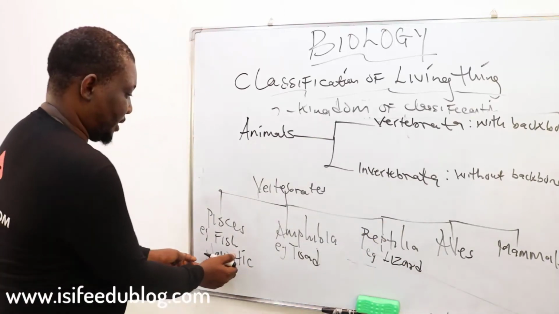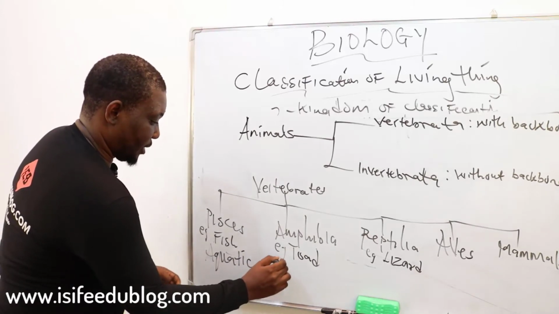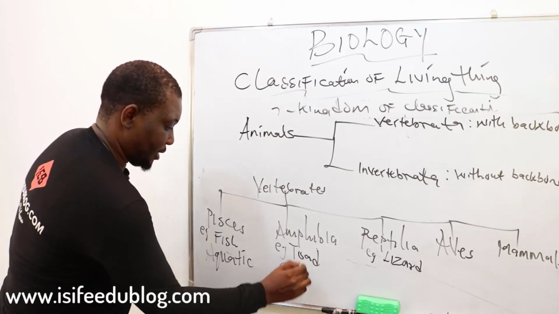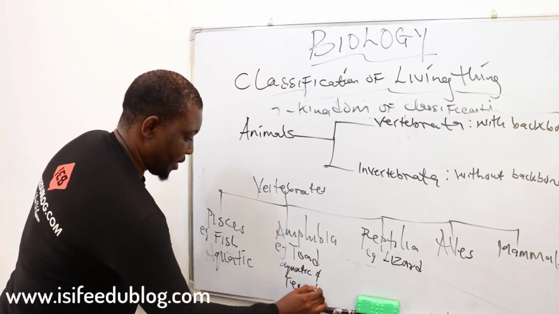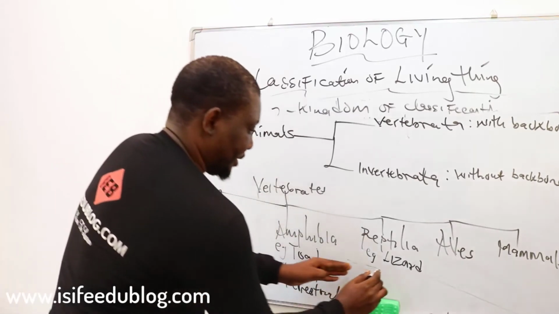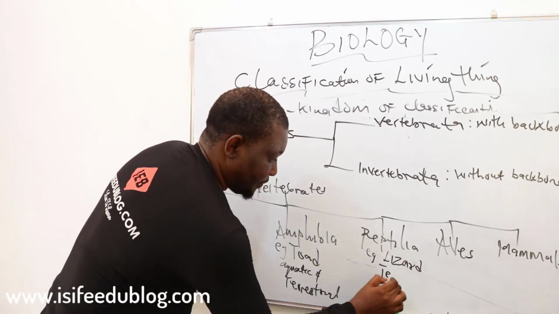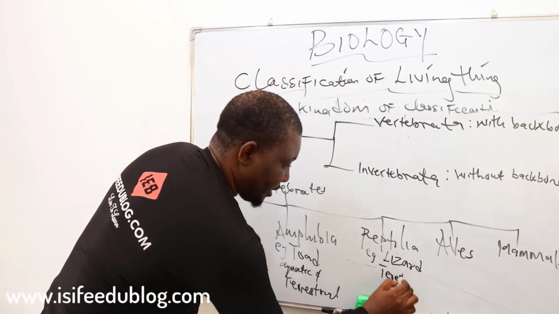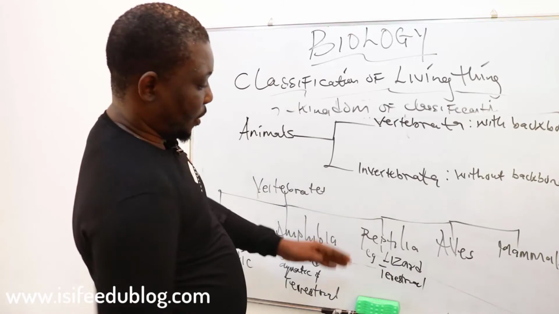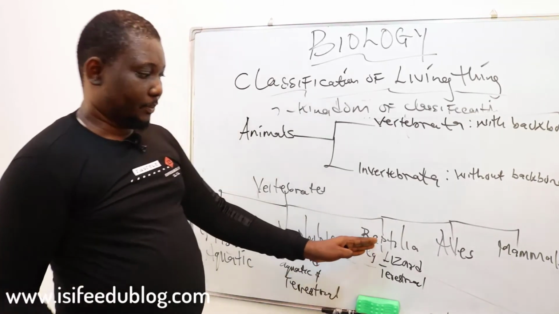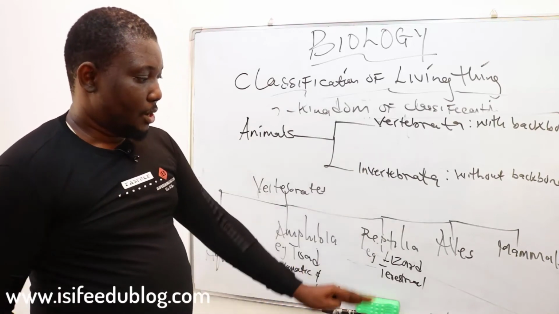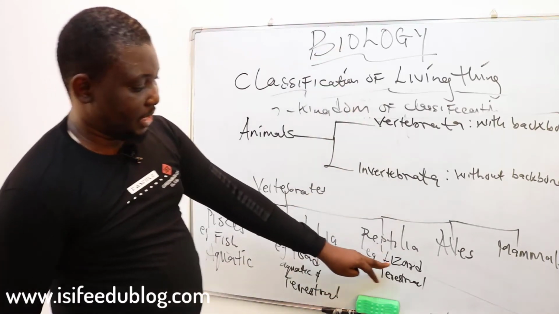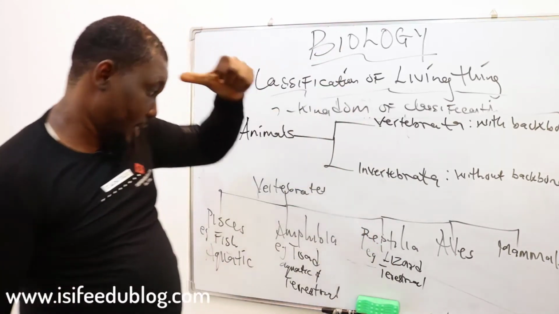But you can say that crocodile is a reptilia that lives life both on land and in water. So this is aquatic, this is both aquatic and terrestrial, and this is basically terrestrial, except in the case of crocodile that lives both on land and in water. But the majority of representatives of reptilians are terrestrial organisms.